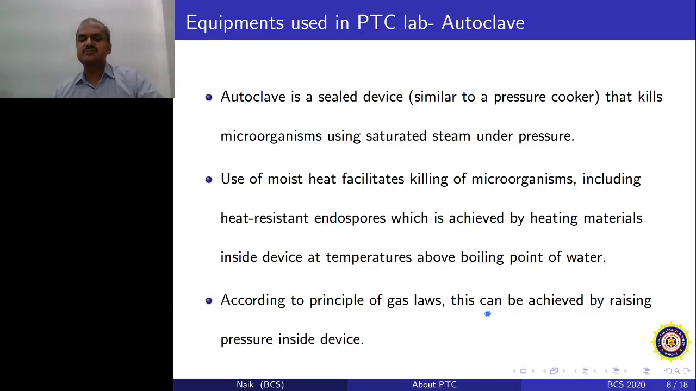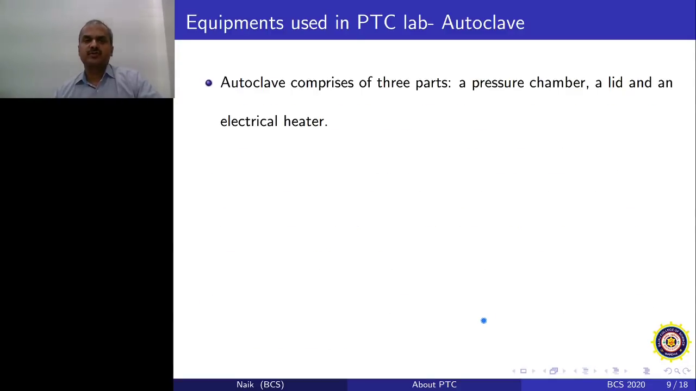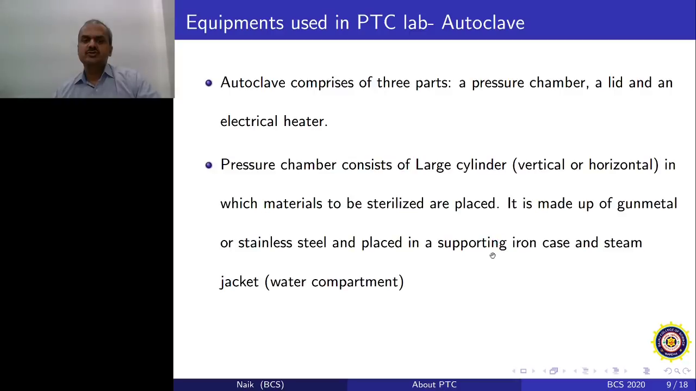So if you increase the pressure, there will be an increase in the temperature, and that is typically what the principles of gas law suggest. Now, an autoclave comprises three parts: a pressure chamber, a lid, and an electrical heater. The pressure chamber consists of a large cylinder, either vertical or horizontal, in which the materials to be sterilized are placed. In that large stainless steel cylinder we can place our material.